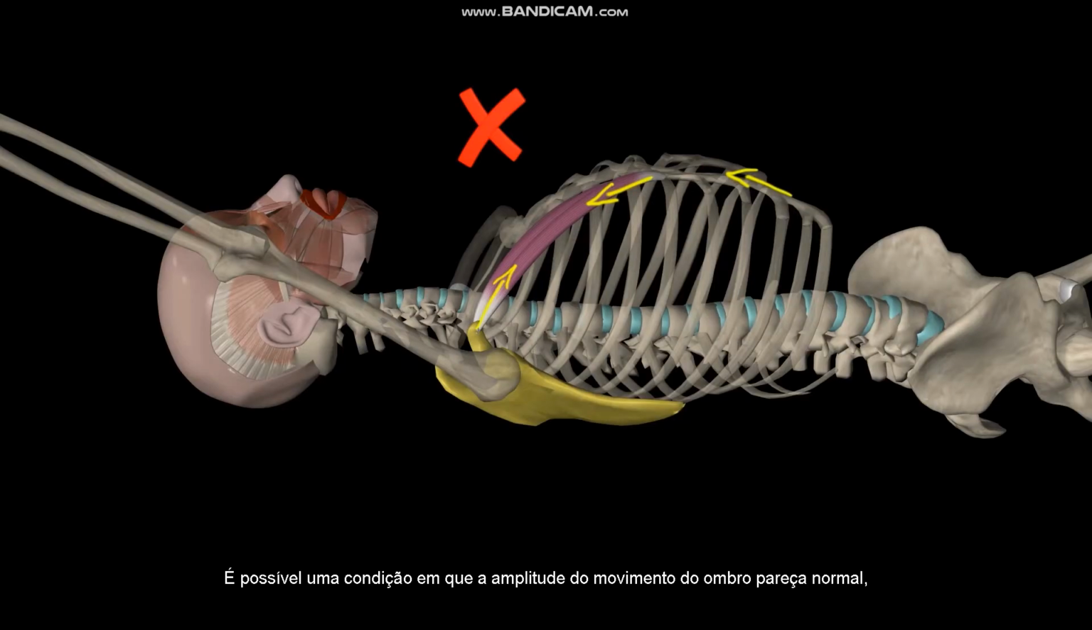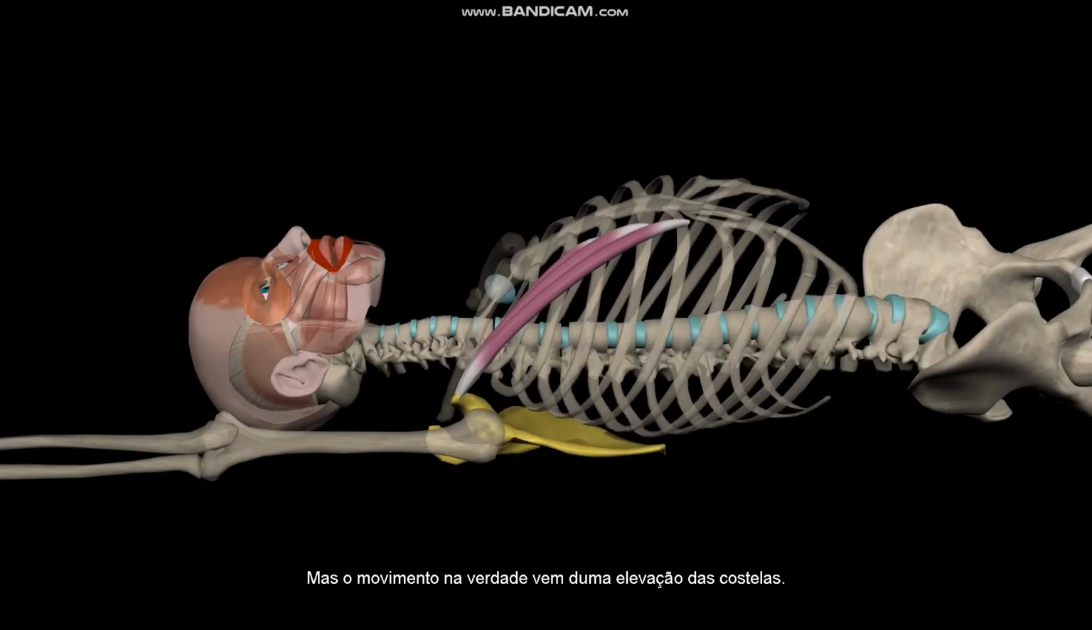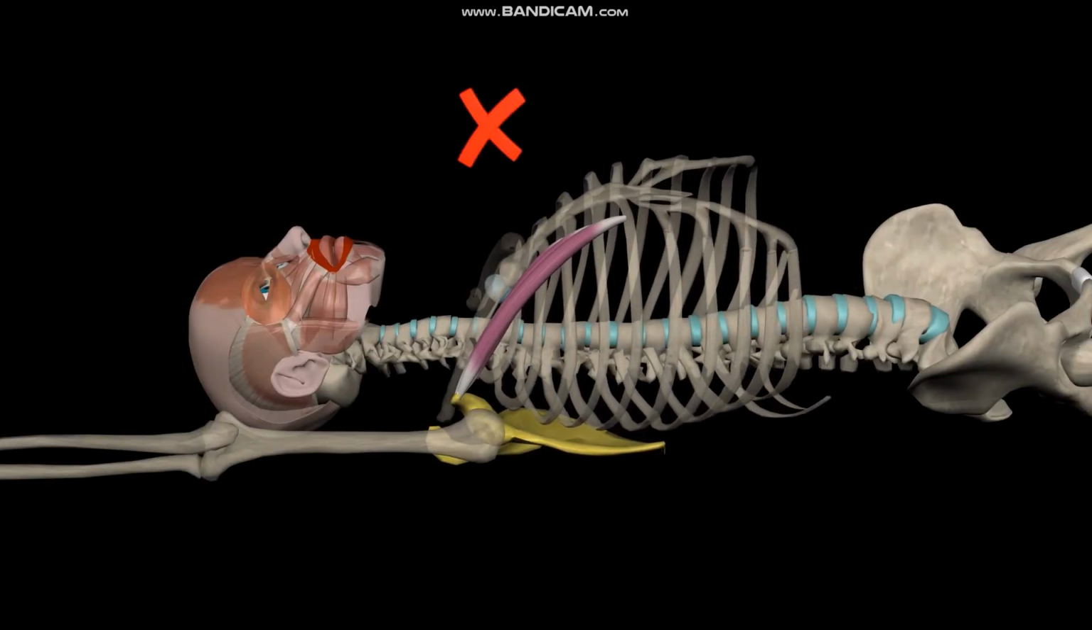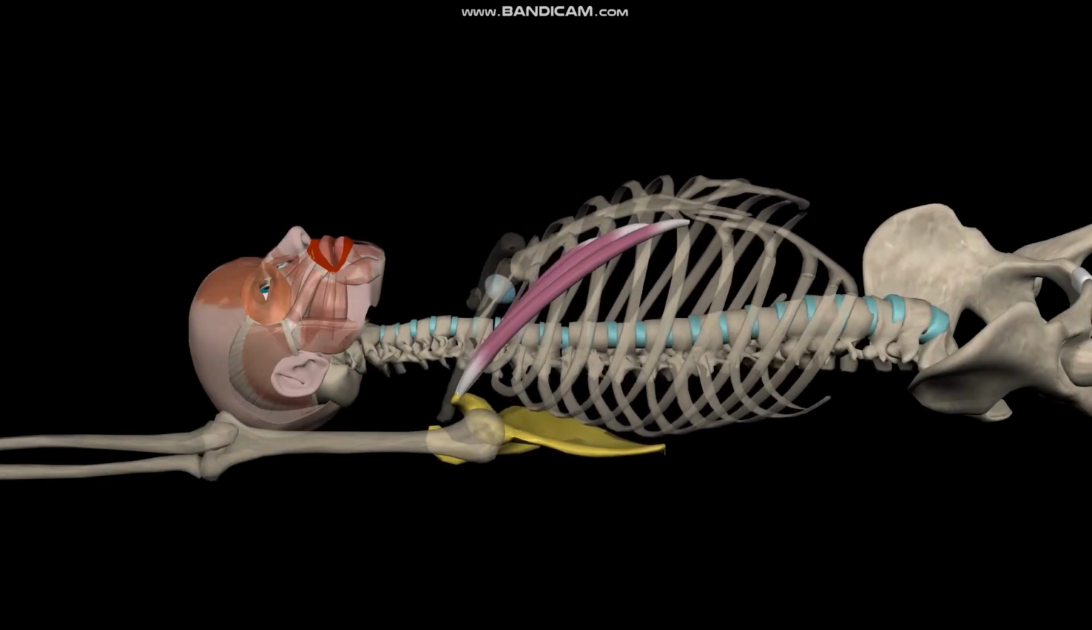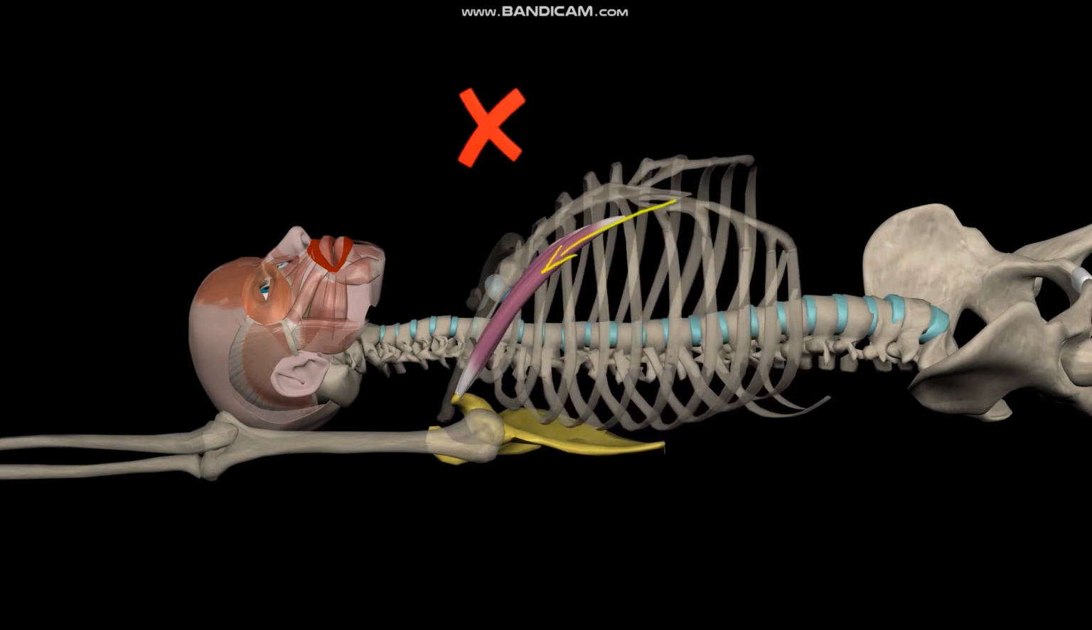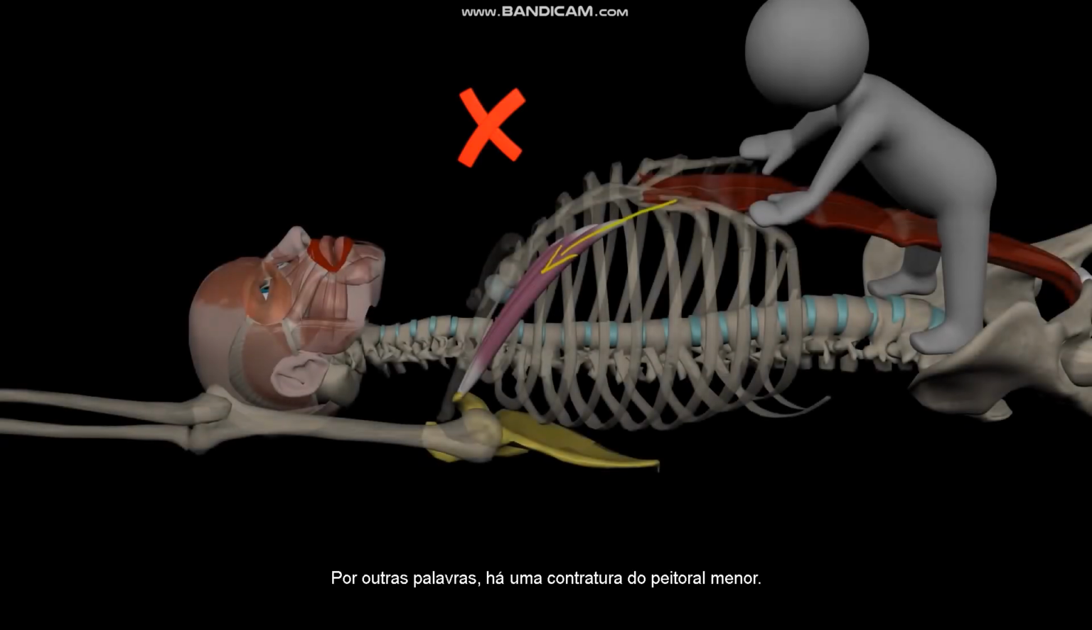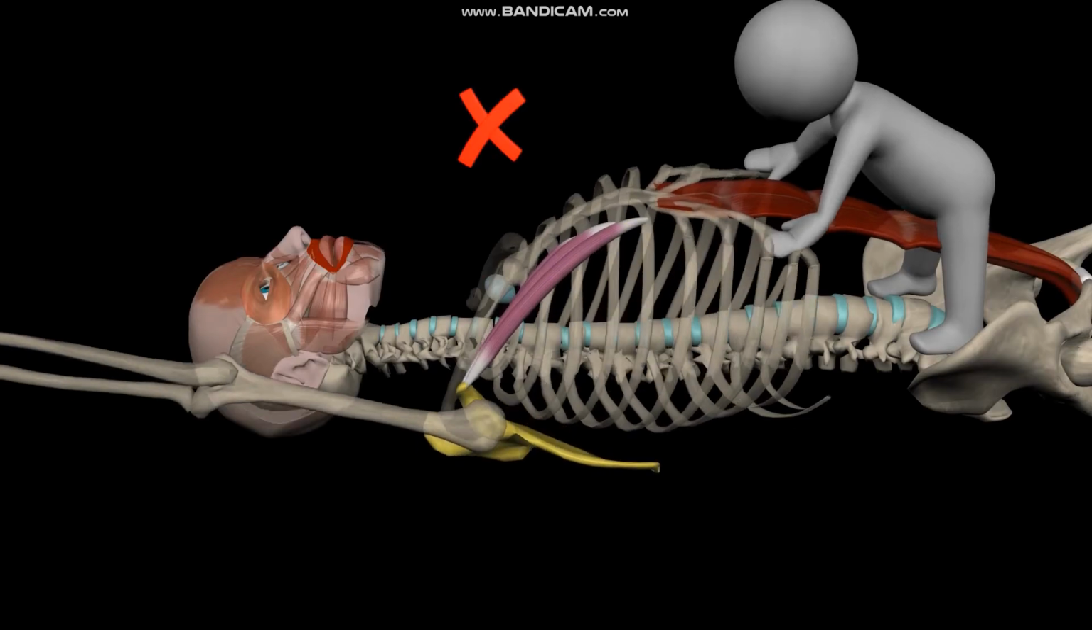A condition is possible in which the range of shoulder movement seems normal, but the movement actually comes from a lifting in the ribs. If we tighten or hold the ribs, the arms will be pulled back. In other words, the pectoralis minor is shortened.